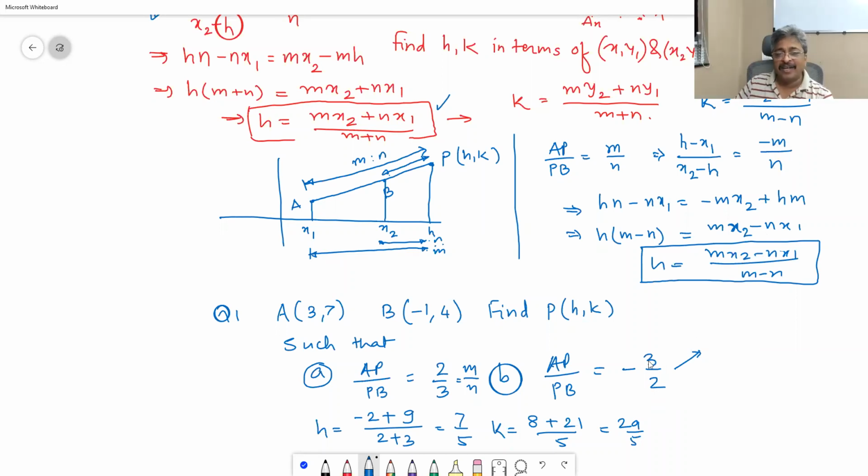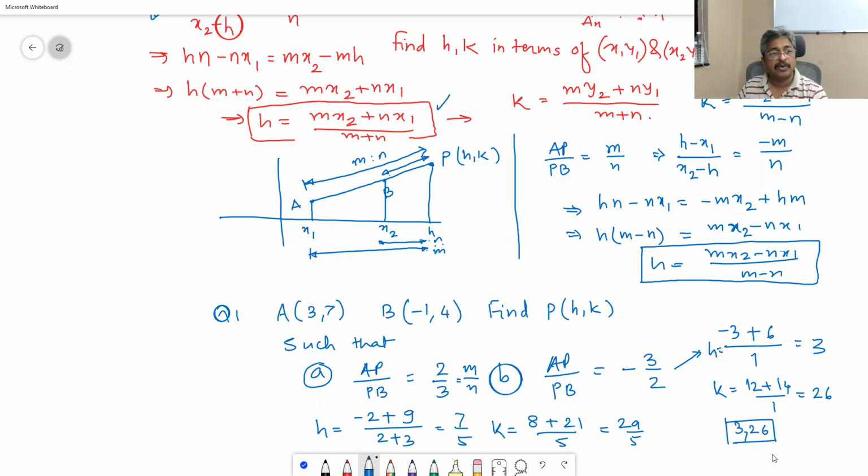So 3 into minus 1, that is minus 3, plus 2 into 3, 6, divided by 3 minus 2, which is 1. Therefore h is 3. k is equal to 3 into 4, 12, plus 14 upon 1, that is 26. So the point is (3, 26). Are you there? Yes, sir.